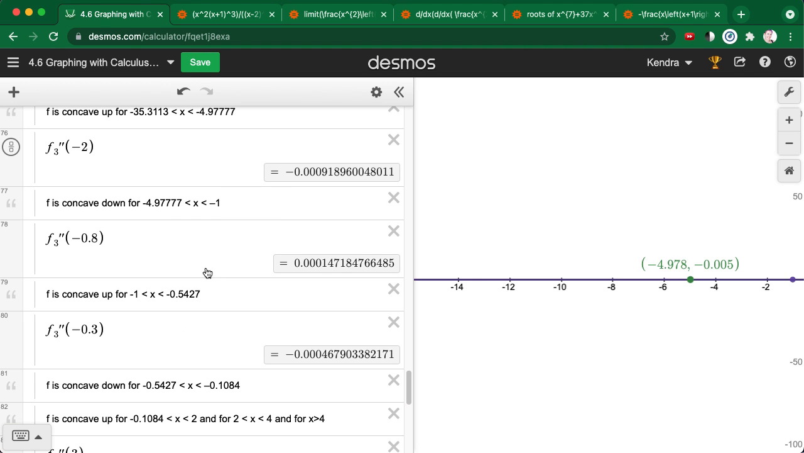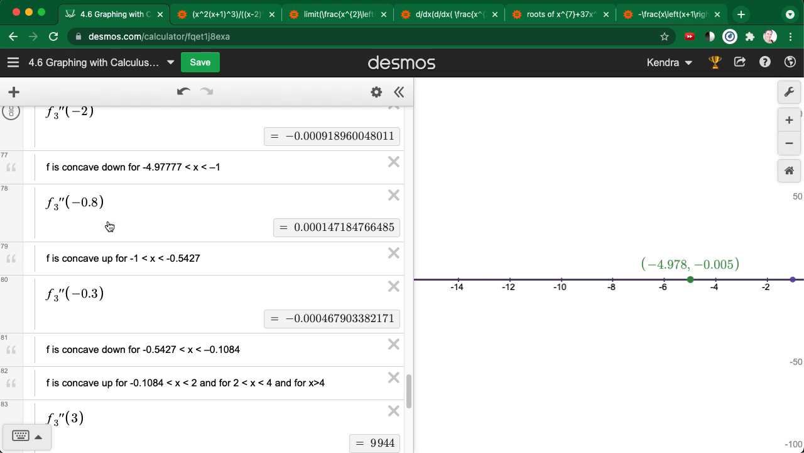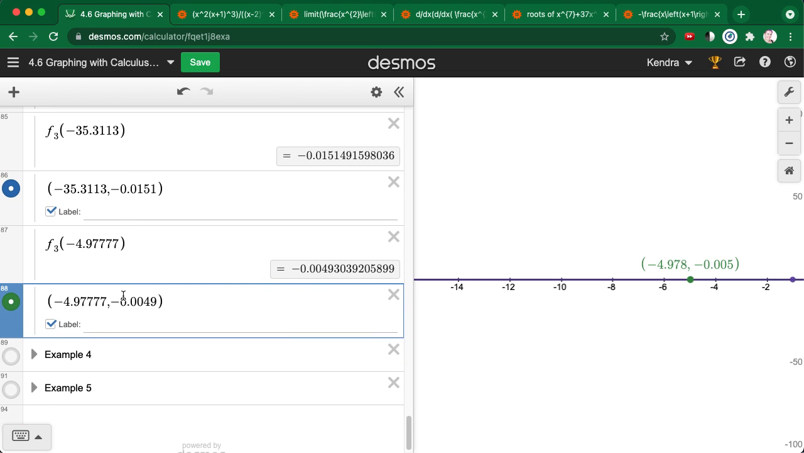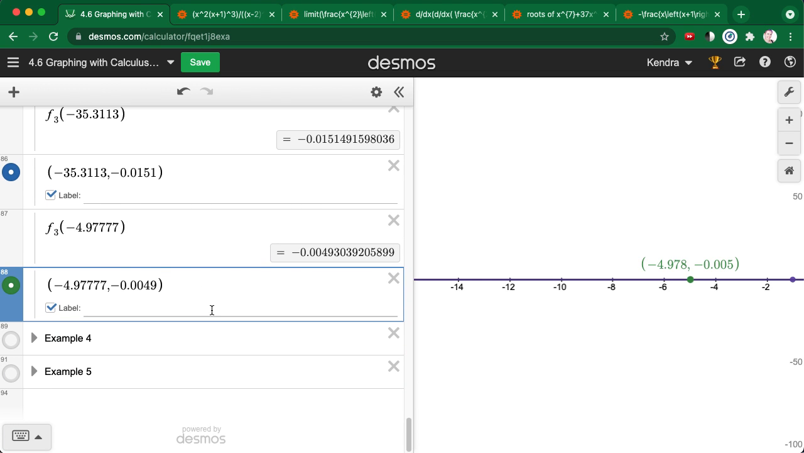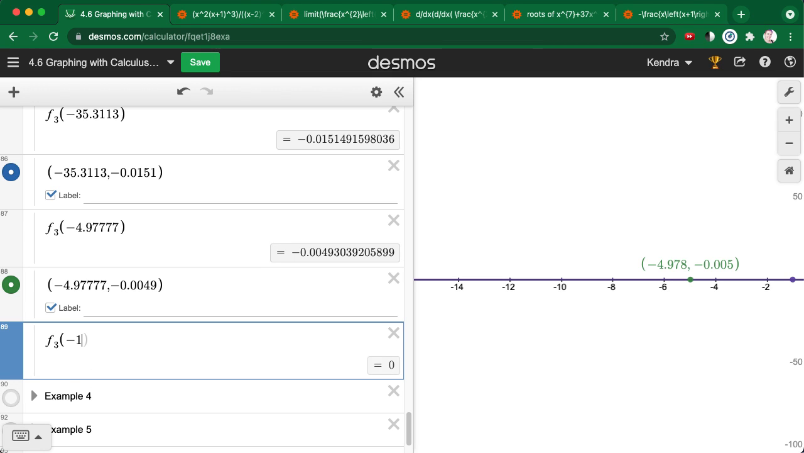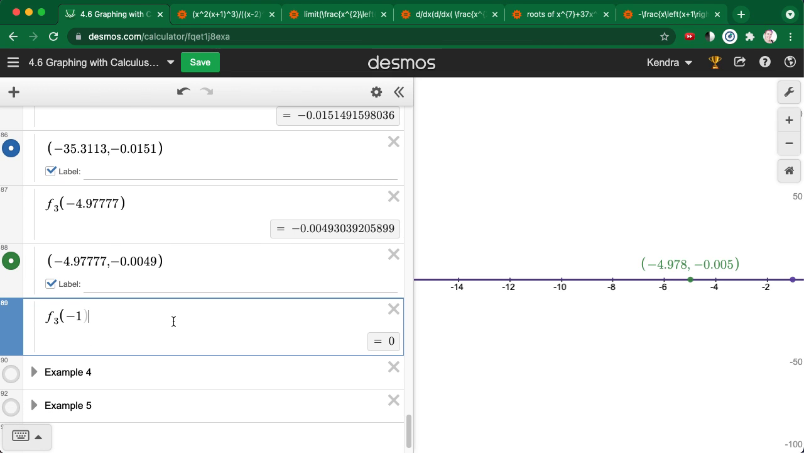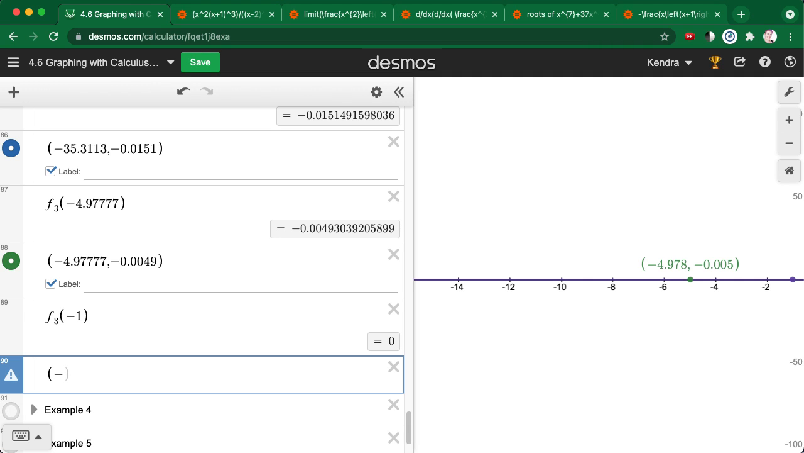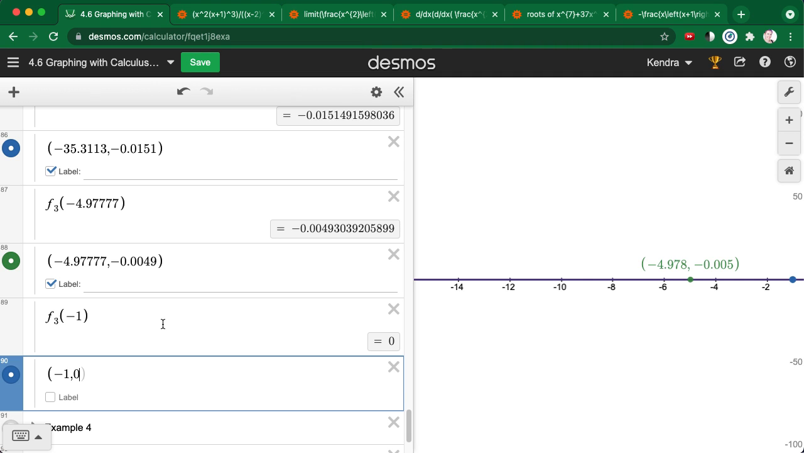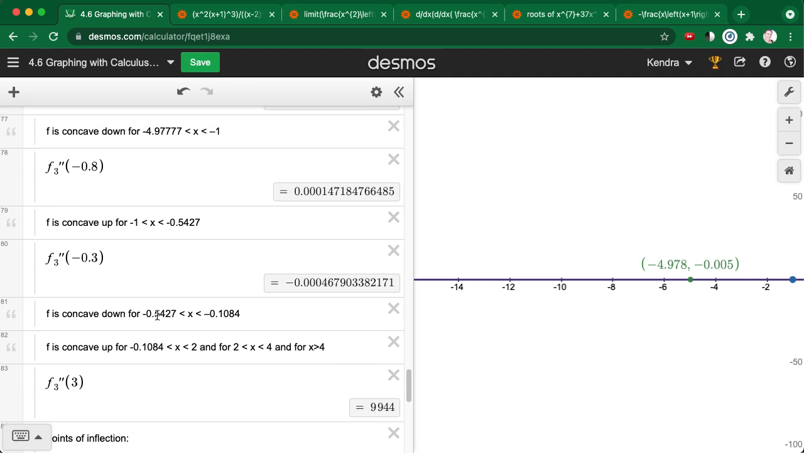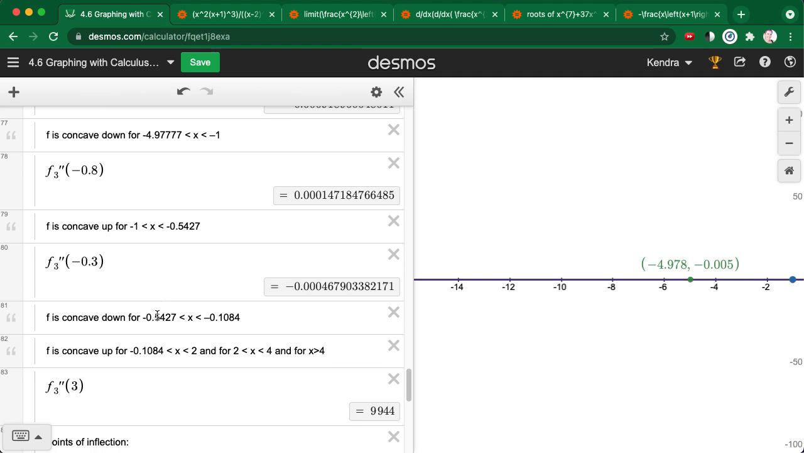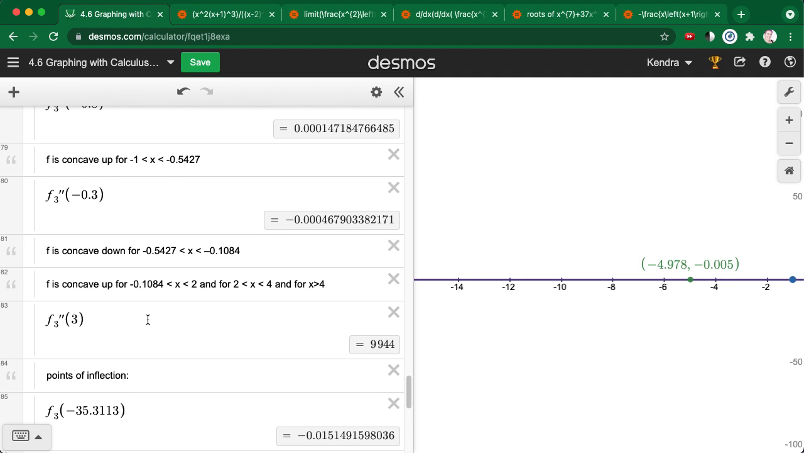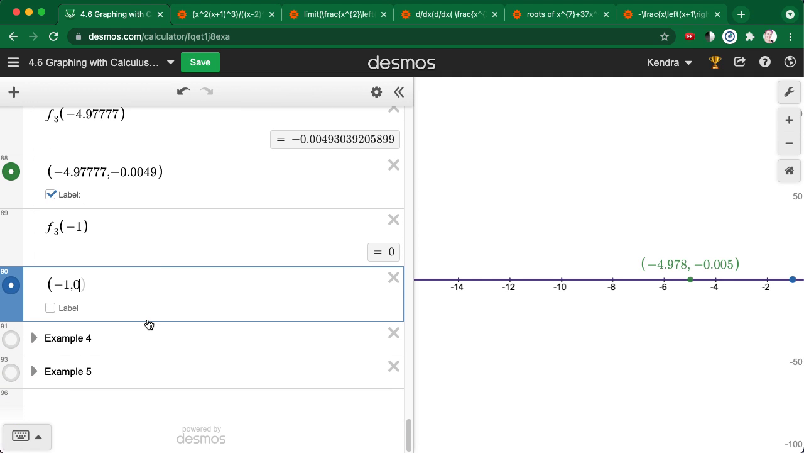What else? At negative 1, it switches from being concave down to concave up. So f3 of -1 is there. Okay, so at the point (-1, 0) is a point of inflection. At -0.54, we went from concave down to concave up to concave down, so that's a point of inflection. -0.5427.